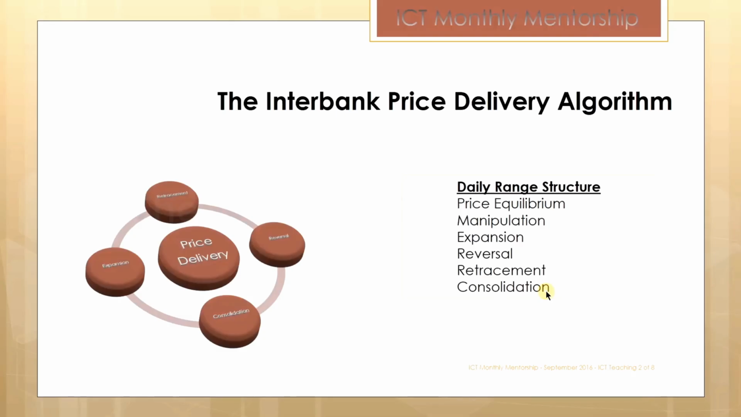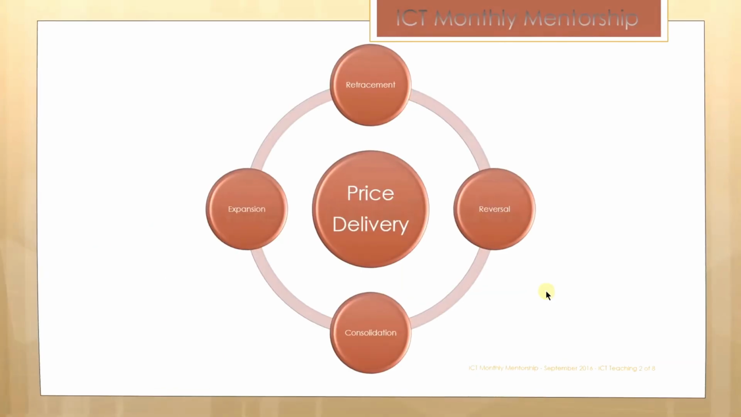If you follow along with the videos we've been doing so far this month, you'll know exactly what I'm talking about. So we can see the interbank price delivery algorithm on a daily basis. By studying these events and then seeing it over a period of time, you'll know what is most likely to happen. Now let's look at it a little bit further. If we're looking at price delivery, and this is the model that comes by way of my understanding of how the interbank feeds price to everyone.